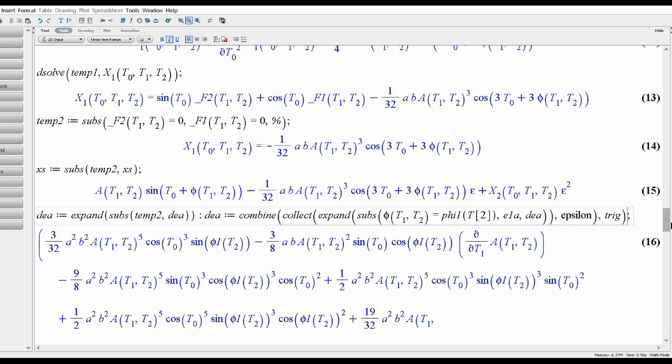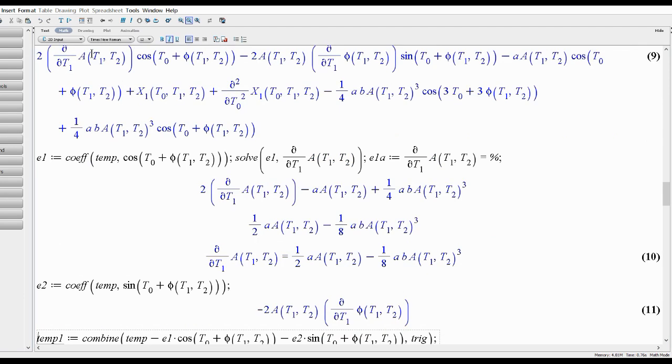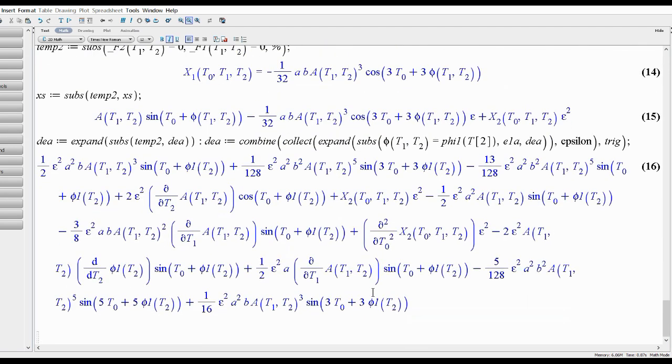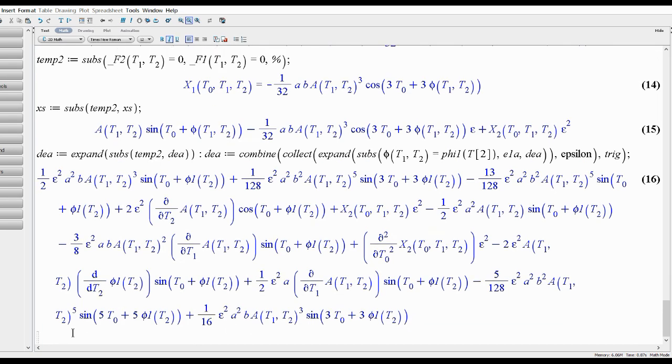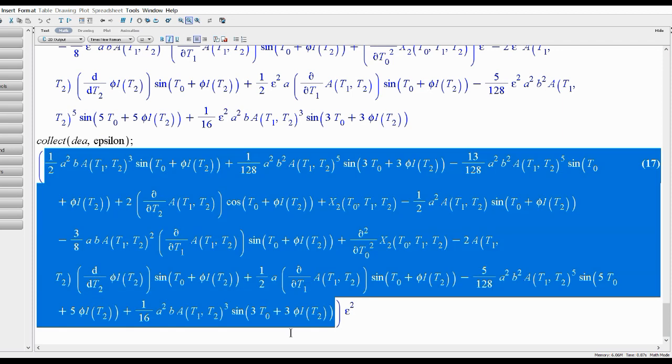And just to make sure that I'm not having trouble because of some aspect of... Okay, so there it is. It is simpler now, and I still need to collect dEA epsilon to make sure that nothing is bad. You see, everything is order epsilon squared. Very good.